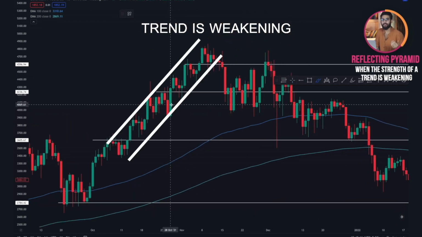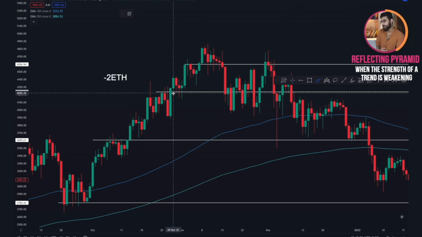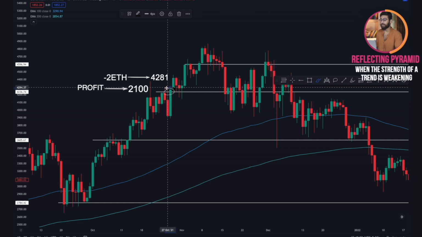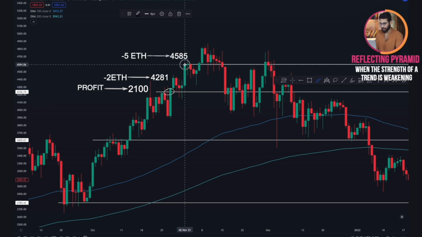That is, something is telling you that the trend is weakening now. So this time what you will do is you will start taking your profit slowly. You will exit 2 units at 4281 at the new high, and now you will get a profit of $2100. Now again, when the price moves up and gives a new high, you will exit another 5 units at 4585, and the total profit you will get now is $6955.